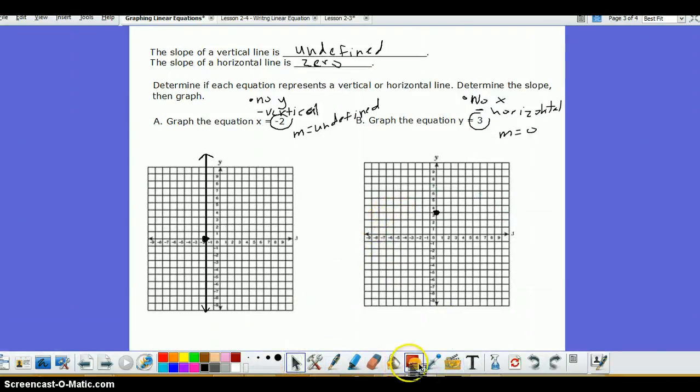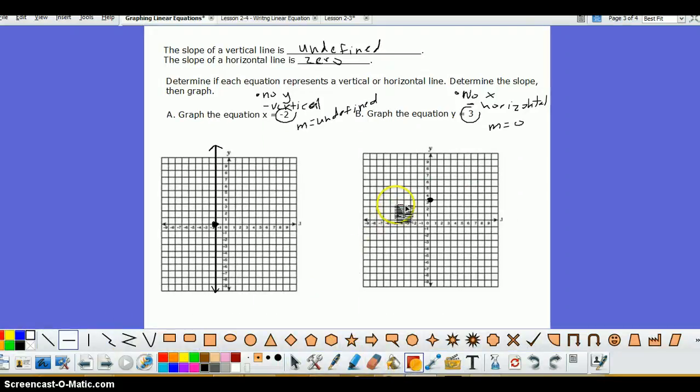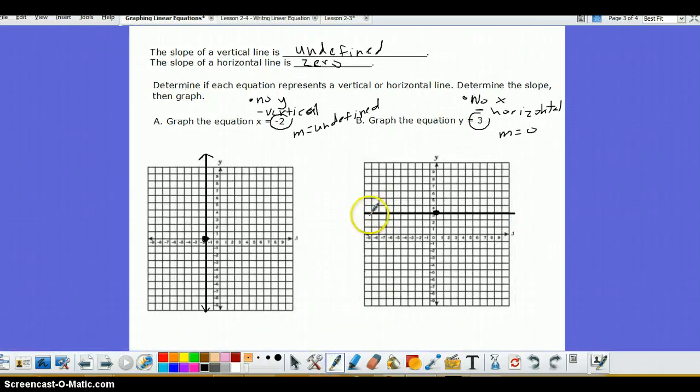Do that a little bit better. Alright, that's a little bit better. So horizontal line going through y equals 3.